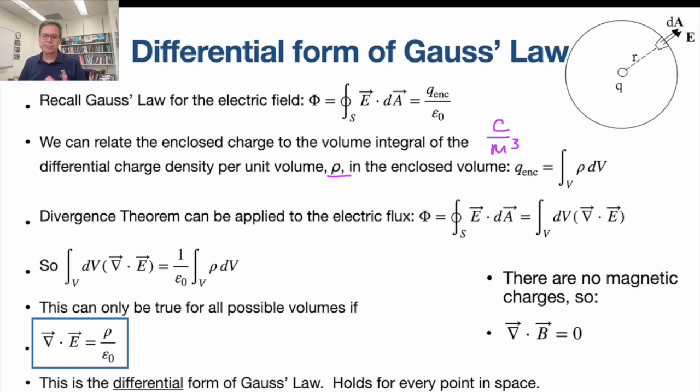We can only have magnetic fields arising from currents. And so the divergence of B is equal to 0 because the right side here was 0. So a similar transformation of this surface integral for the magnetic flux in this case tells us that the divergence of B is also 0.